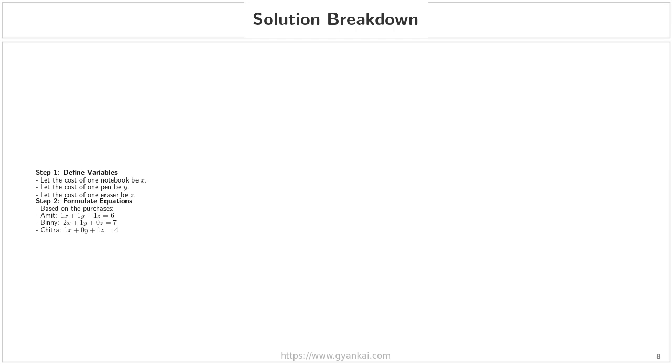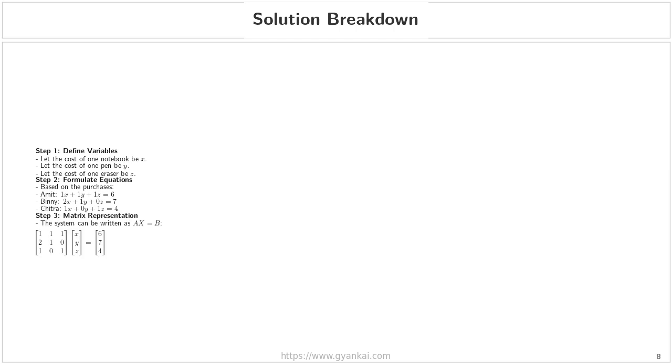Step 2, next we translate the sentences from the word problem into algebraic equations. Looking at Amit's purchase, 1x plus 1y plus 1z equals 6. For Binny, we have 2x plus 1y plus 0z equals 7. And for Chitra, 1x plus 0y plus 1z equals 4. Notice how we use 0 for the missing items, a point we will revisit later in our discussion on common mistakes.